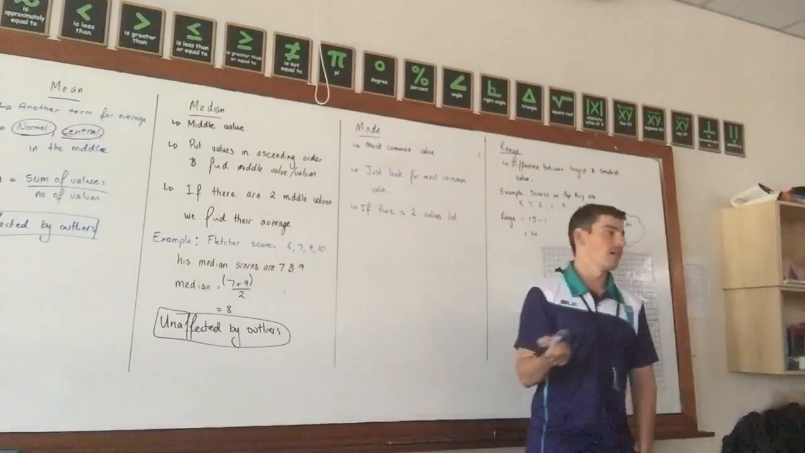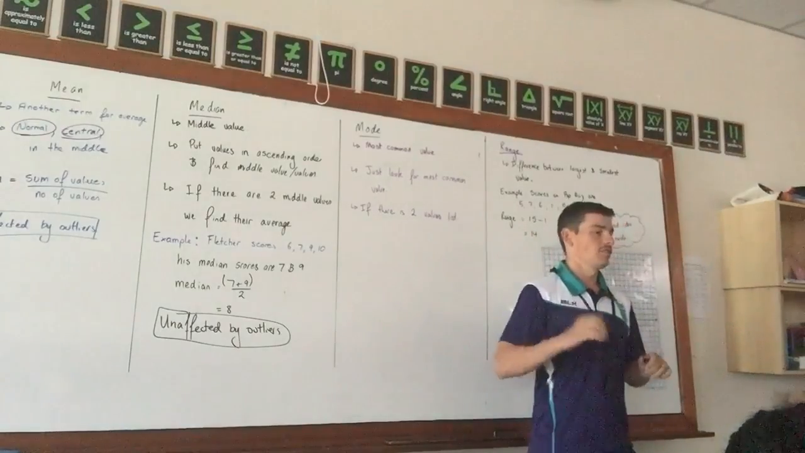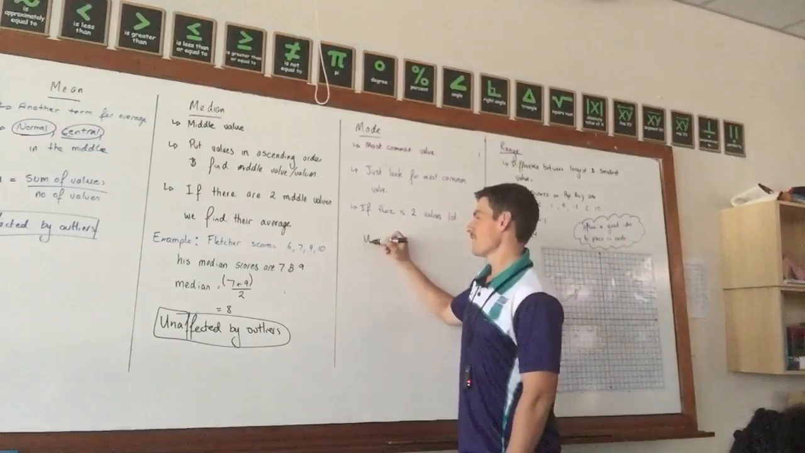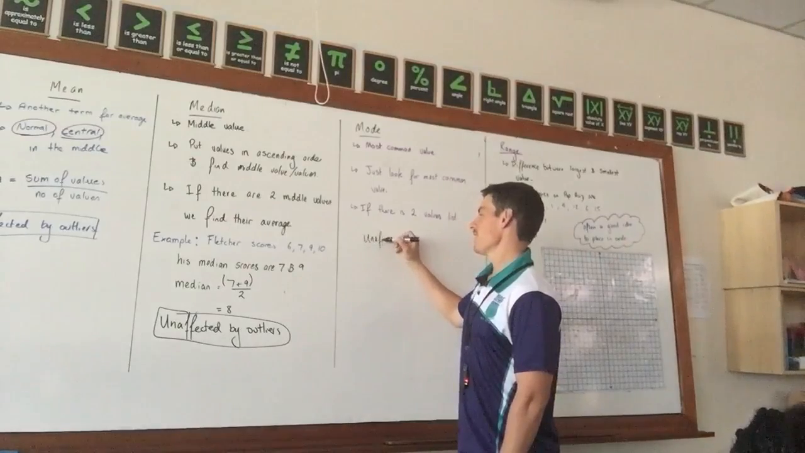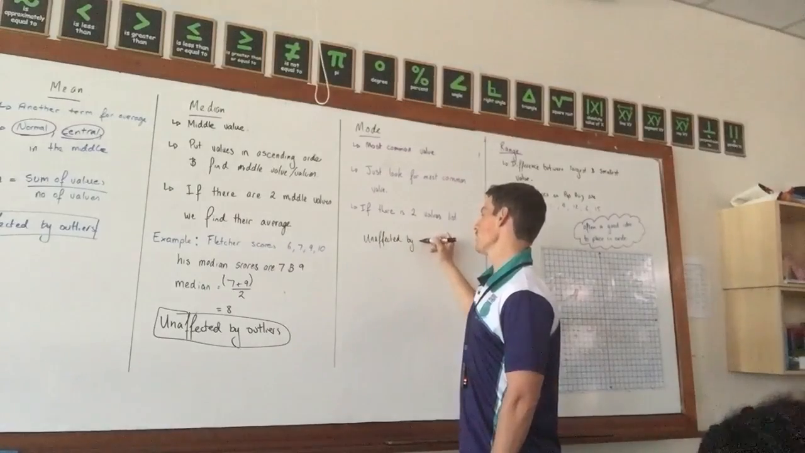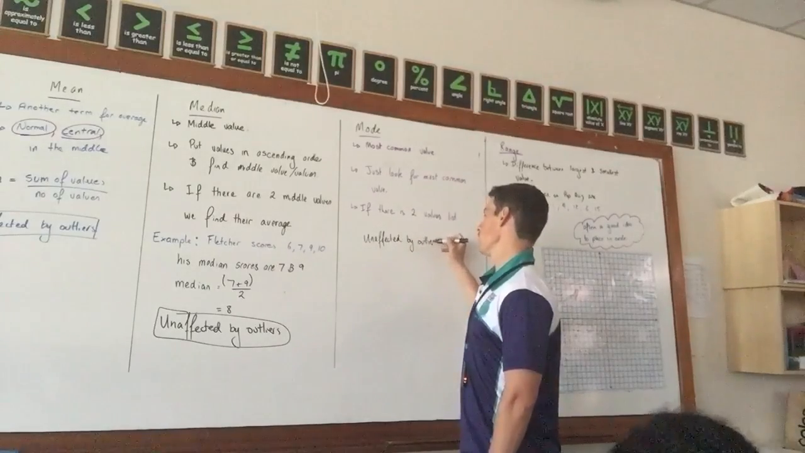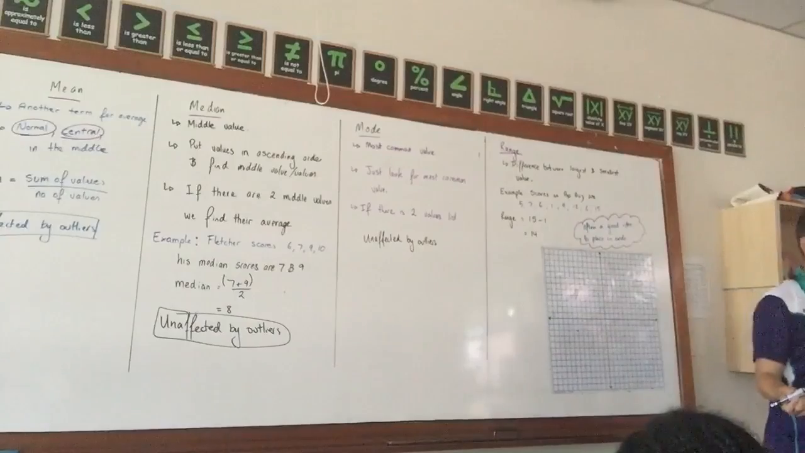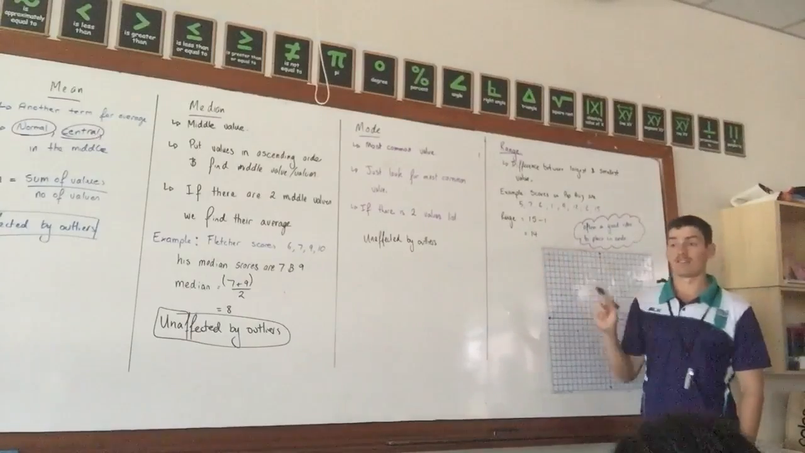Is the mode affected by outliers? It is unaffected, because outliers are a fluke. Flukes, so they shouldn't be the most frequently occurring event, should they? You're exactly right.